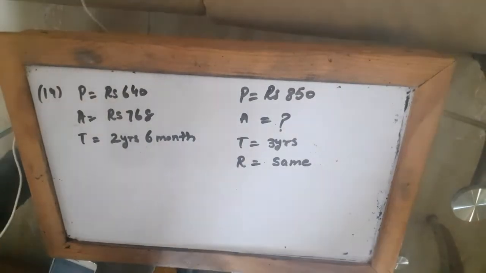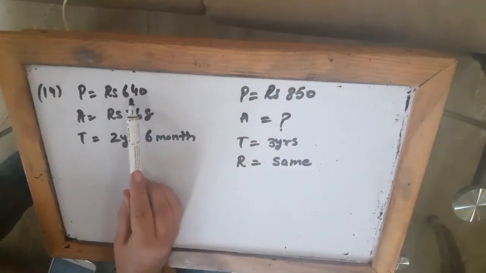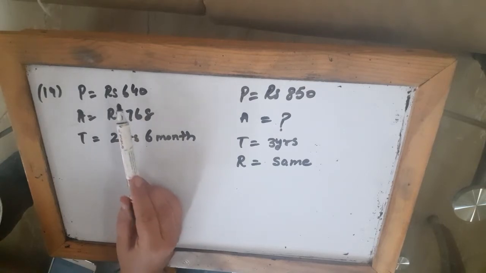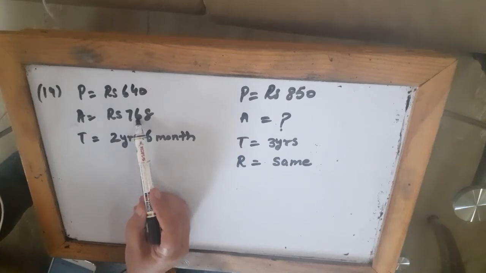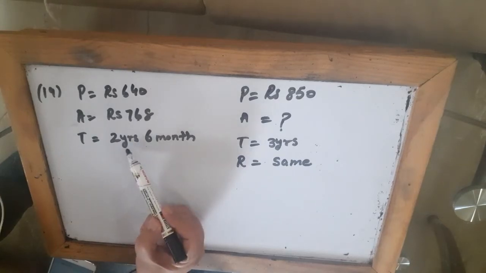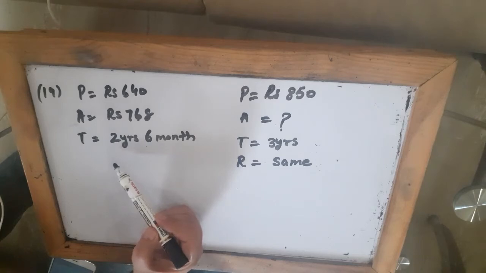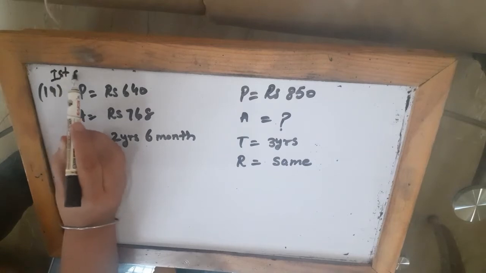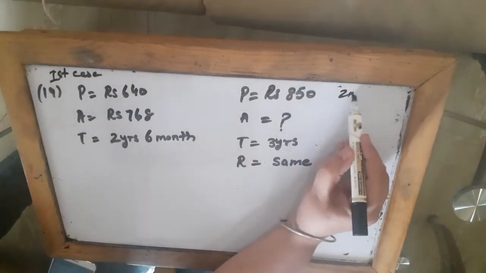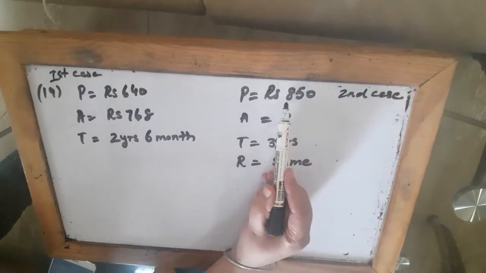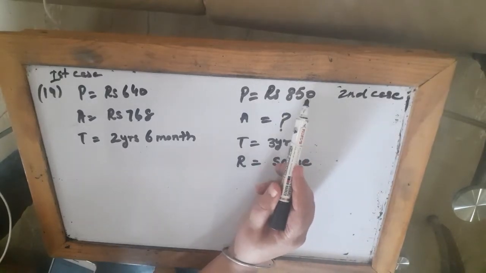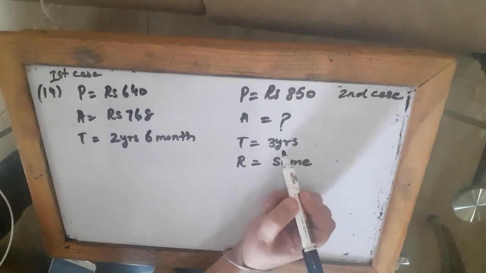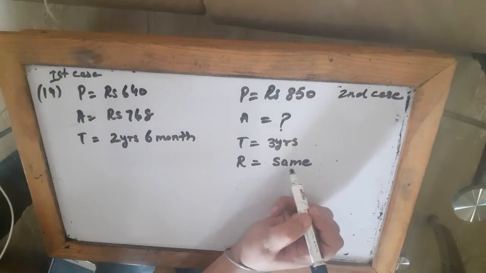Now I come to the 19th question. In this they say if rupees 640, so this is the sum of money, the principal, amounts to rupees 768 in 2 years and 6 months, so this is information given, what will rupees 850 amount to? So there are two cases. The first case is this, and the second case is that. In this we have the principal sum of money 850, and I have to find what it will amount to in 3 years at the same rate of interest.